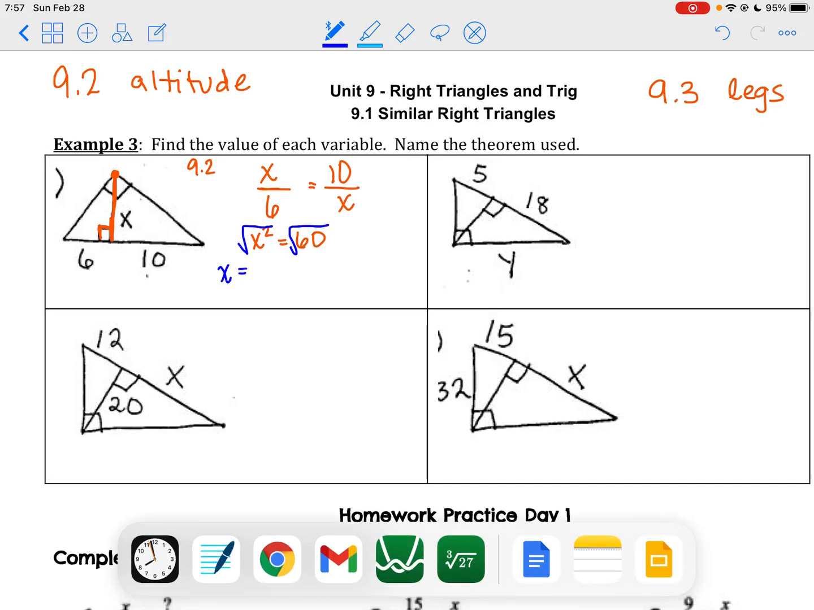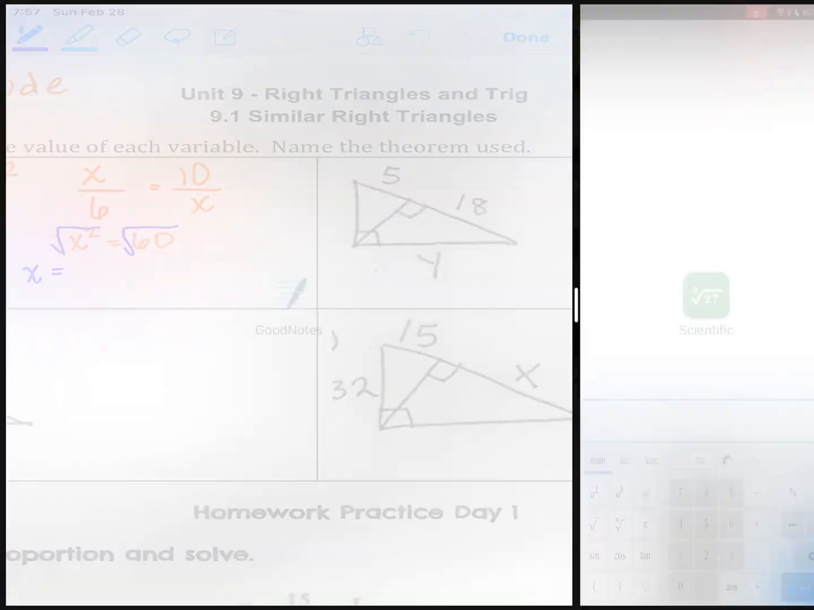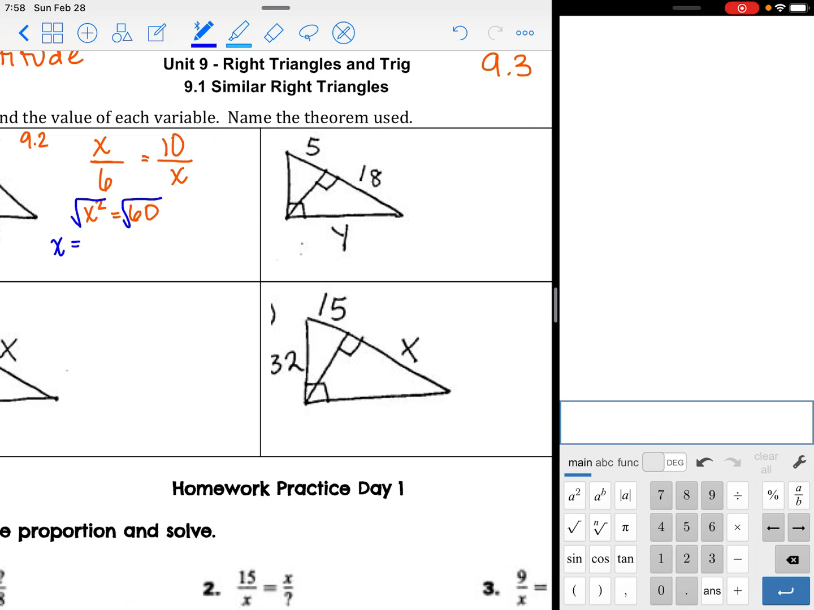So I know that 60 is divisible by 4, and 4 is a perfect square. So if I divide 60 divided by 4, I get 15. So then I'm going to think about 4 is a perfect square, and the square root of 4 is 2. So that perfect square goes on the outside, and then the piece that's left over goes on the inside. So 2 root 15 is the exact value of x, and then I can also estimate it.